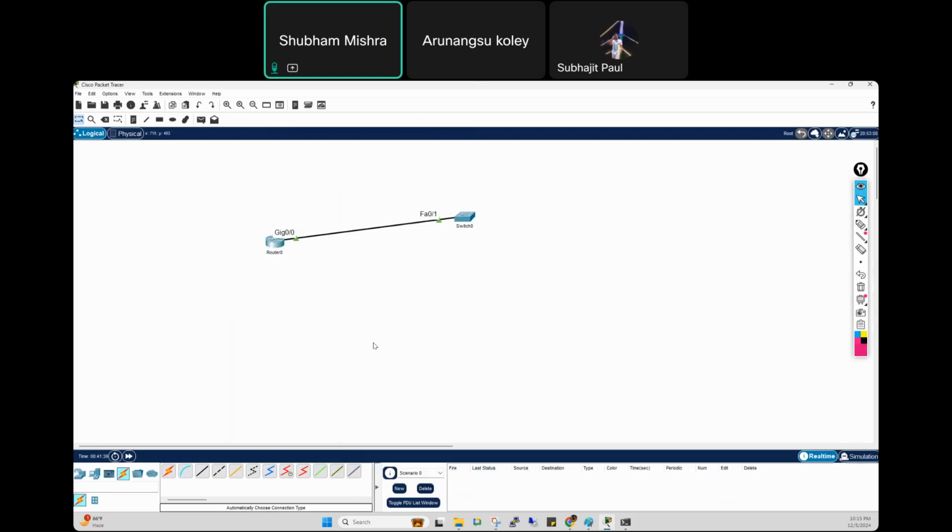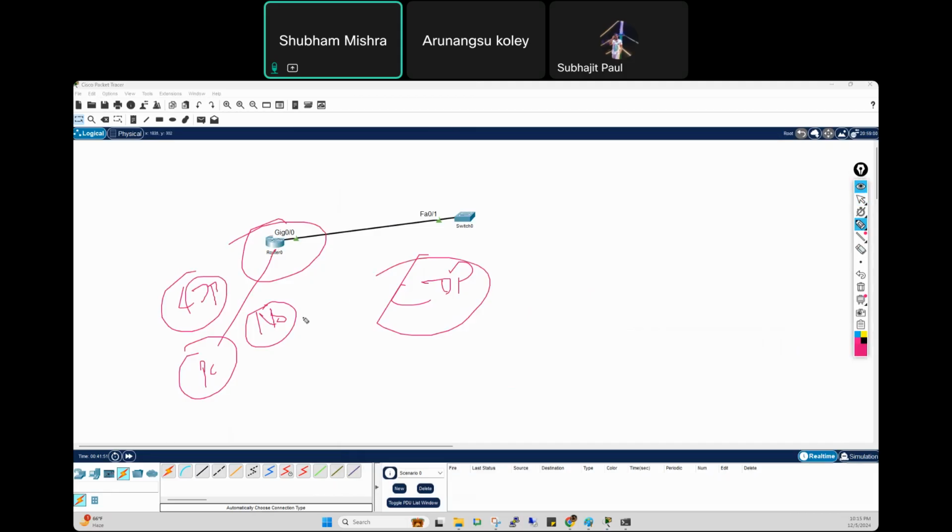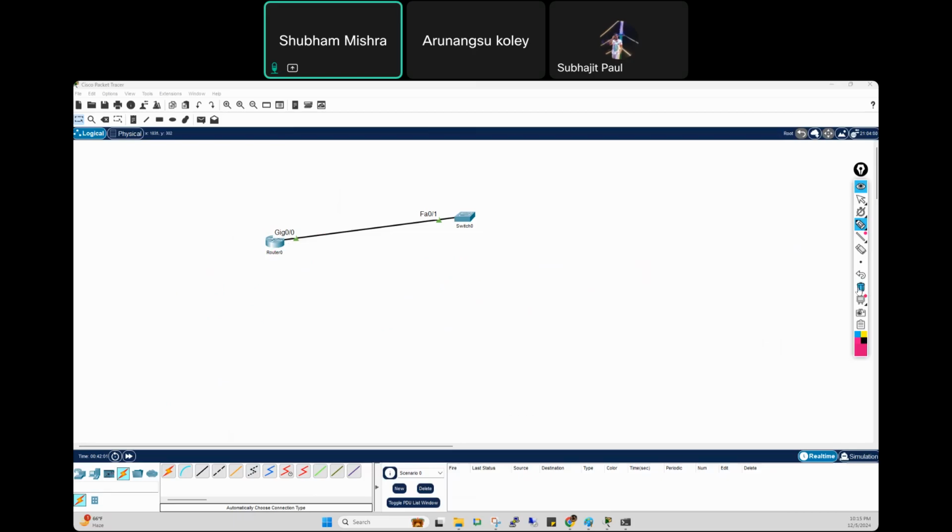Clear? And one more thing, guys. For example, if I connect here one PC, can I get this PC's information here by the help of CDP? Answer is no, because CDP is a Cisco proprietary protocol. PC is not a Cisco device. Yes or no? Yes, sir. Right na? So you guys will get your connected device information only and only if those devices are Cisco devices.